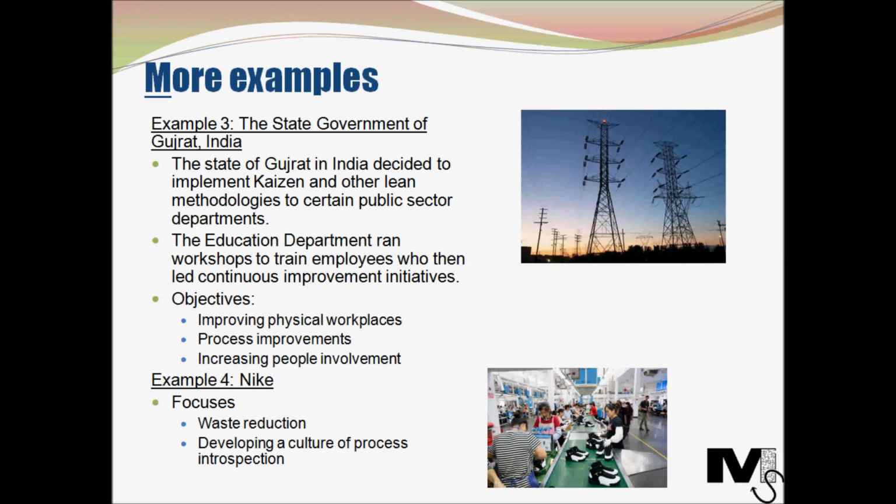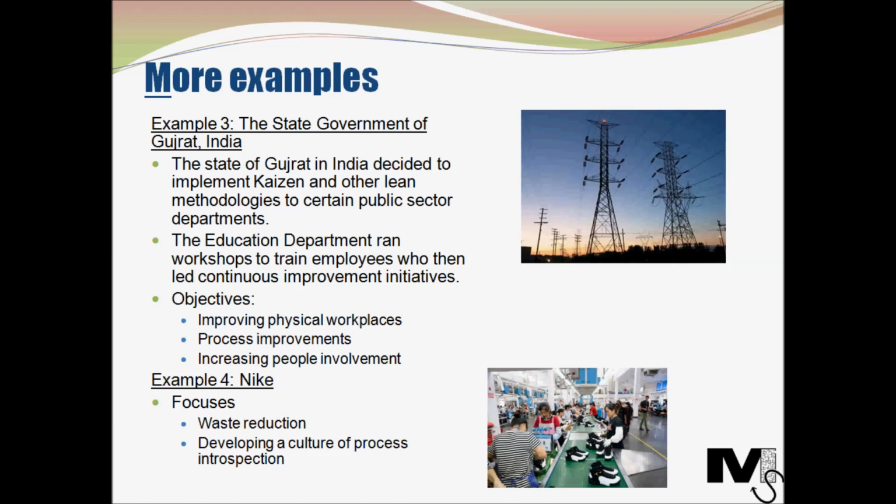A very interesting example and a very different example of Kaizen implementation happened at the tail end of 2009 when the state of Gujarat in India decided to implement Kaizen and other lean methodologies in certain public sector departments. The overall objective here was to increase the efficiency of various public sector officers and help them accomplish more with the limited budget that they operated in.